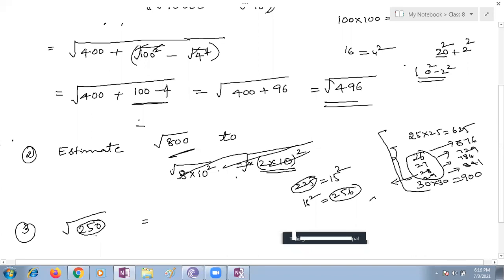Ma'am, approximately we can take it as 15 point something as the square root. Yes, 15.81139. Estimation means we are going with 16. Shall I round off and take it as 16? Yes, ma'am, you can take it because 15.8 is more than 5, so we are going to round up. It's 16 only, children.